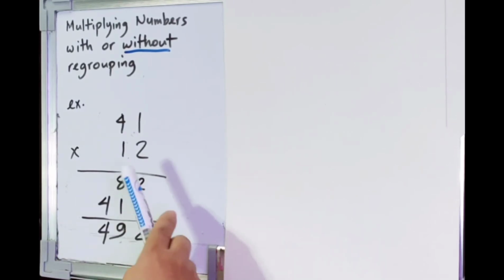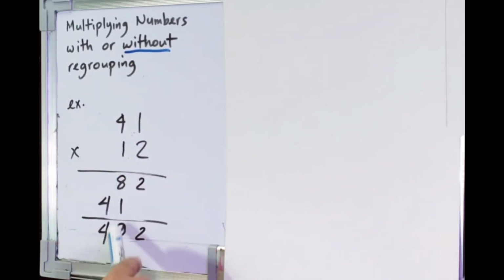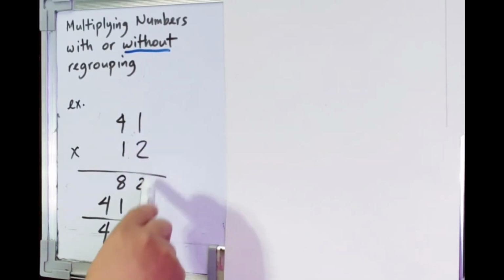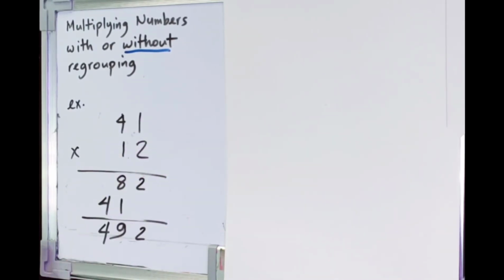But how come we put the 1 in this column? Why not in this column? Because remember, 1 here is in the tens place. So its real value is actually 10, not just 1. So when you multiply 1 by 41, that's 41. But when you multiply 10 by 41, that's 410.